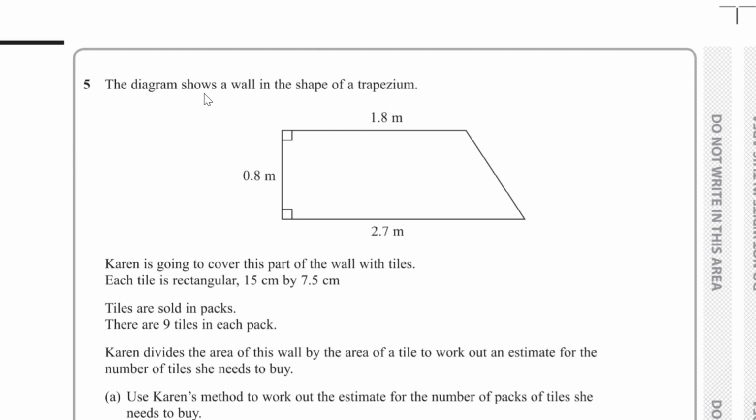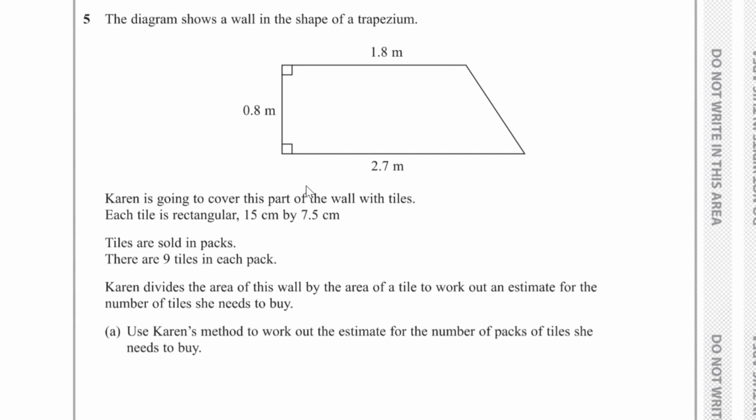Question number 5. The diagram shows a wall in the shape of a trapezium. That's what we see here. And Karen is going to cover this part of the wall with tiles. Each tile is rectangular, 15 centimeters by 7.5 centimeters. Tiles are sold in packs. There are 9 tiles in each pack. Karen divides the area of this wall by the area of a tile to work out an estimate for the number of tiles she needs to buy.